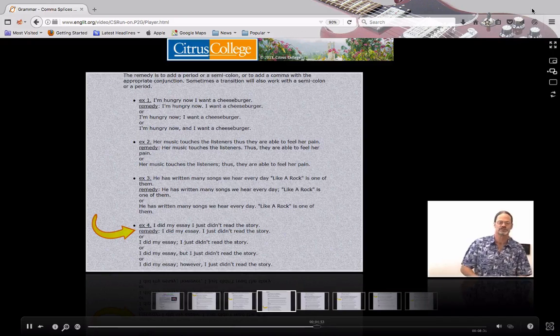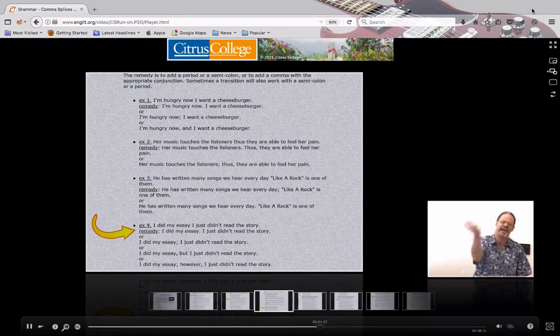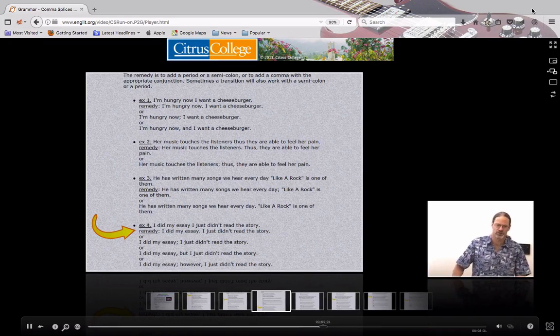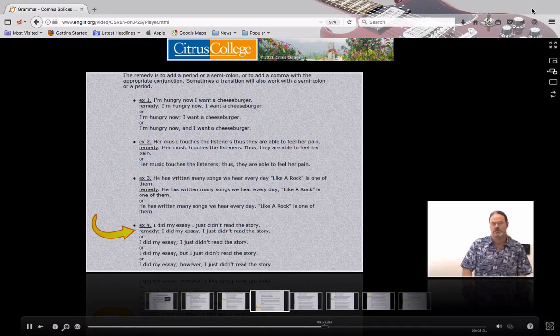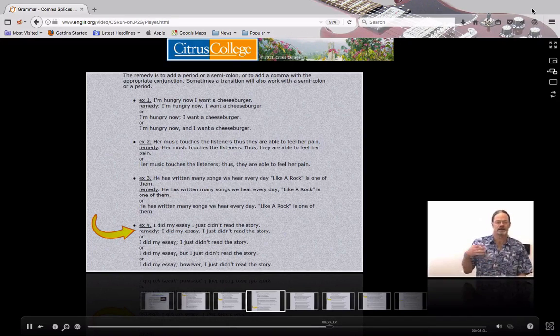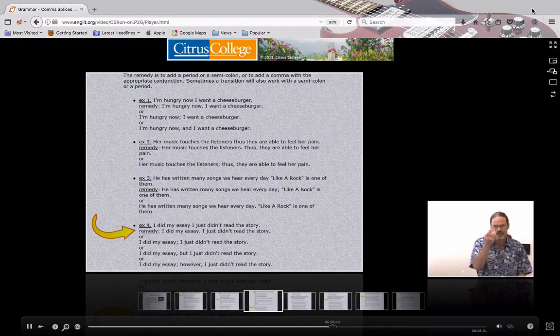And what you're doing is you're giving a sentence and then you're finishing the sentence with the added notion that you want to attach to it. In certain languages, like Spanish, for example, where they don't have semicolons, this sentence would be written technically as, I did my essay, comma, I just didn't read the story. And it would make sense in Spanish because when you have these two ideas together, you connect them with commas. In English, however, we can't do that.